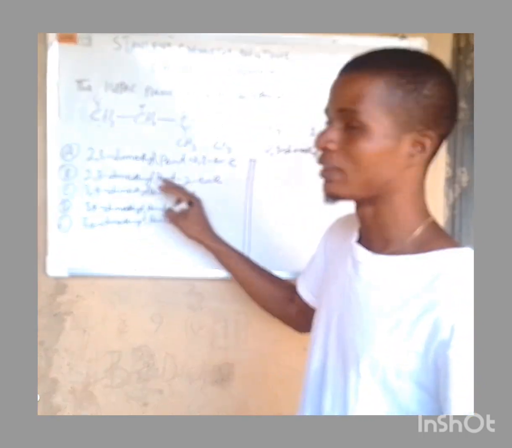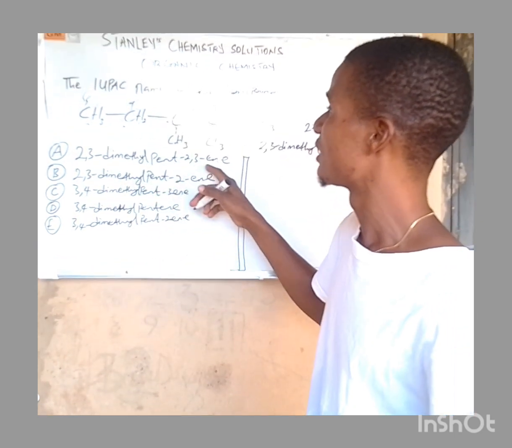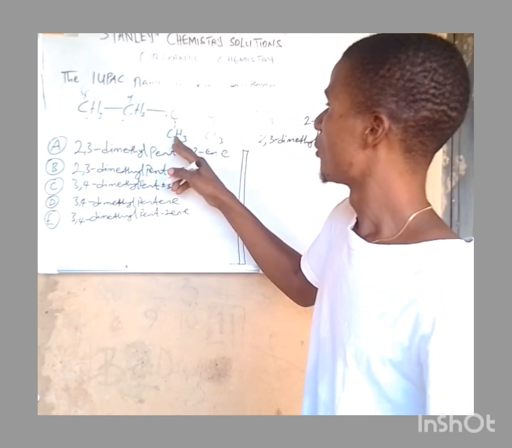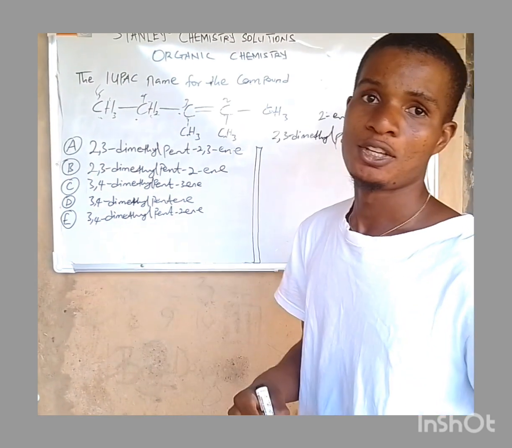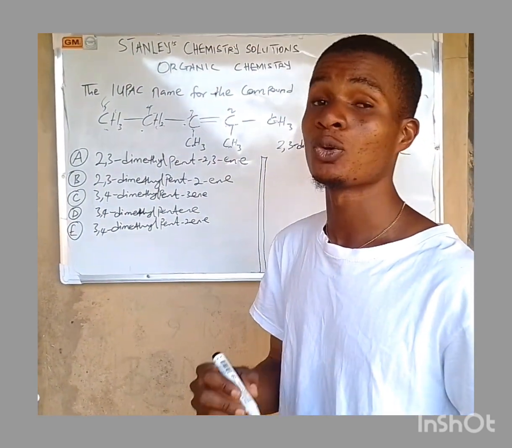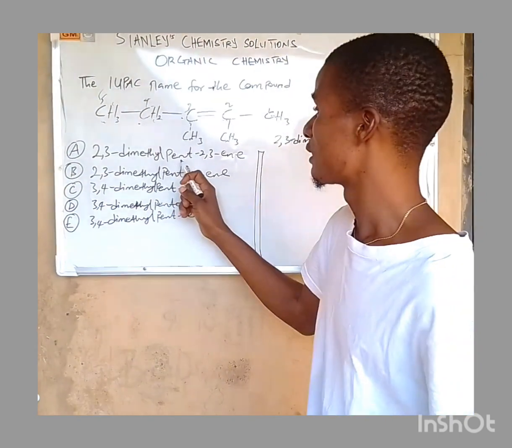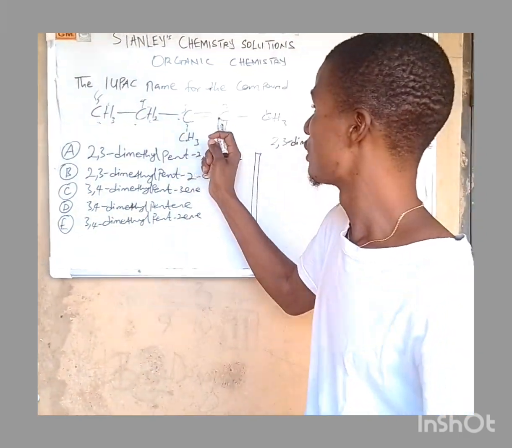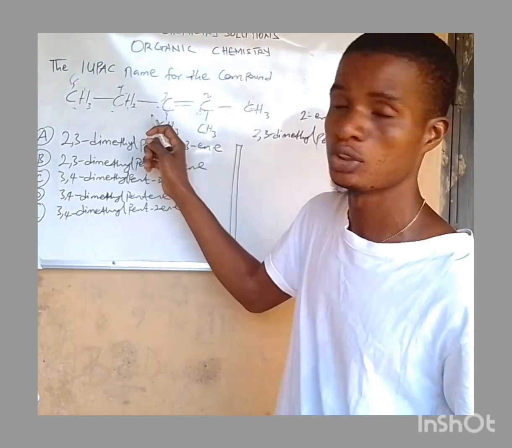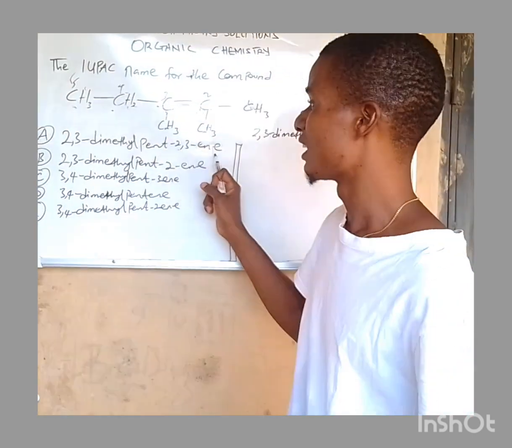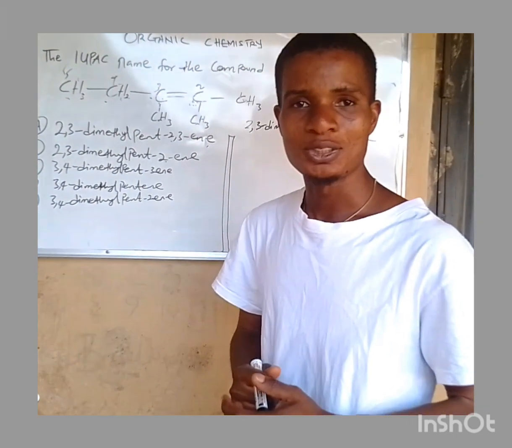2,3-dimethyl. Now look, they want to confuse you here. 2,3-dimethylpent-2,3-ene, meaning that this ene is between carbon 2 and carbon 3. It is a confusion. They want to confuse you in case you don't know how to name this. So this is a wrong answer. It is only carbon 2 that carries the double bond and shares it with carbon 3. So it is not 2,3-ene, it is 2-ene. I hope this helps. See you in the next video.